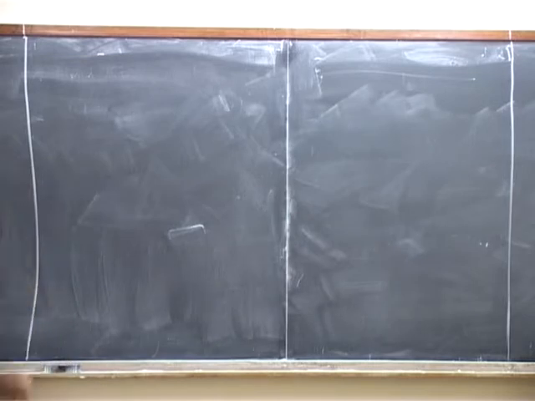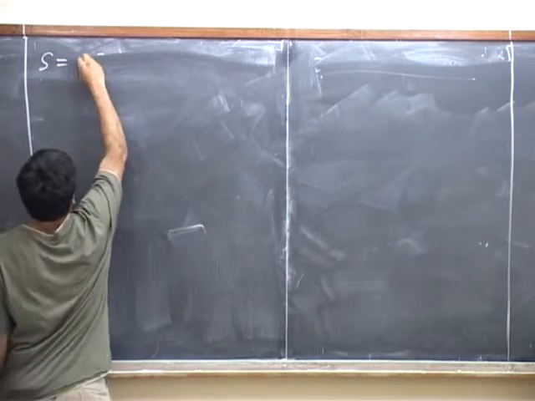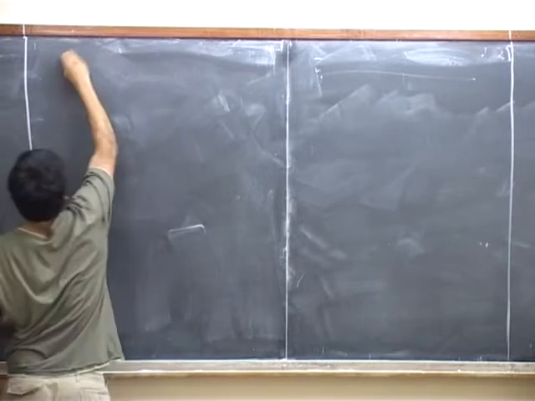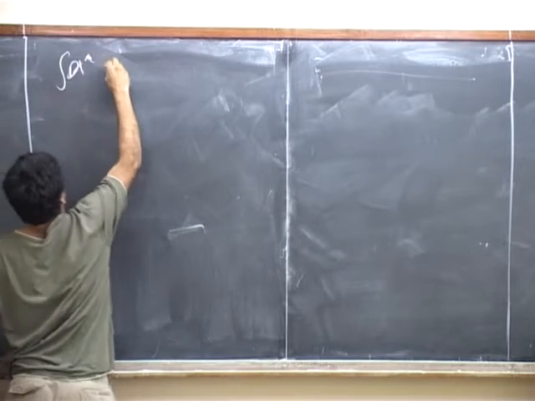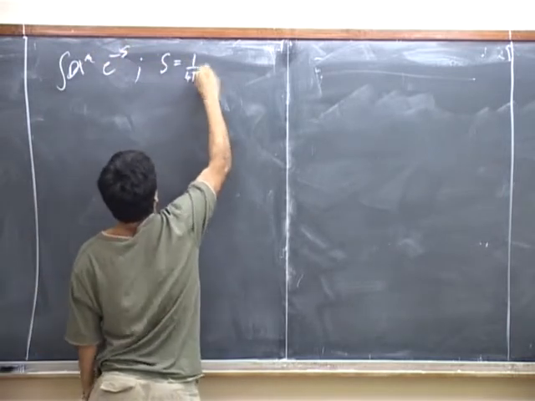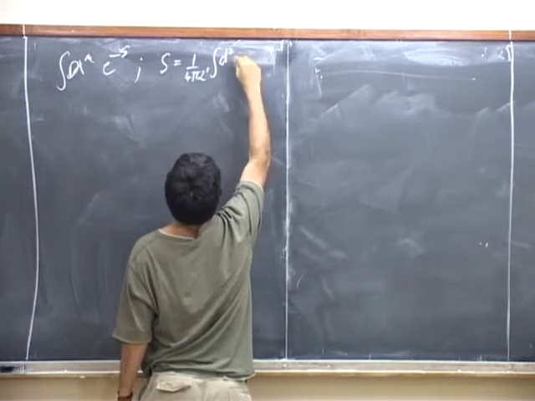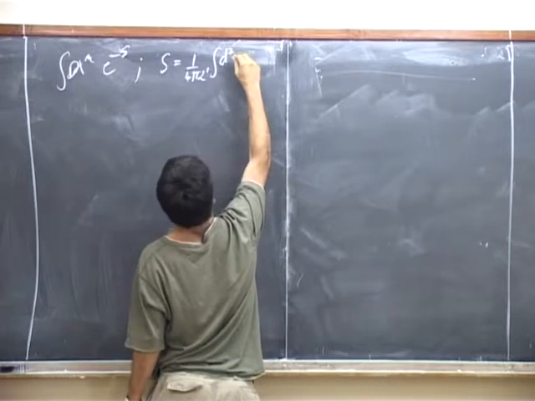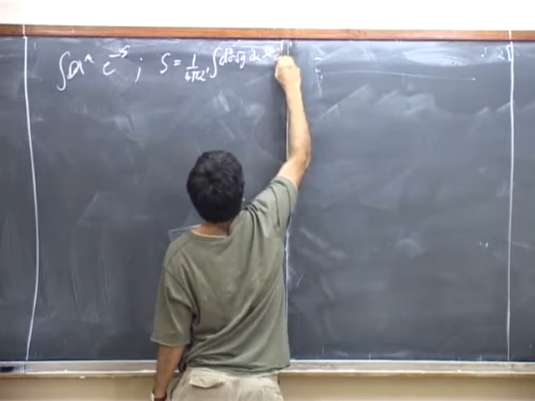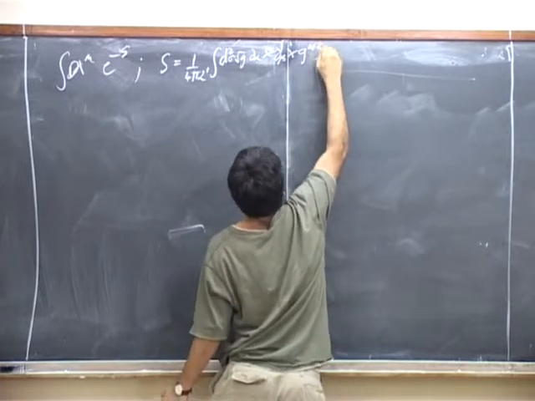Okay, so what's going on? So we're calculating the integral over dx mu of e to the power minus S, where S should be equal to 1 by 4 pi alpha prime, the integral d to sigma square root g, del alpha x del beta x g alpha beta.